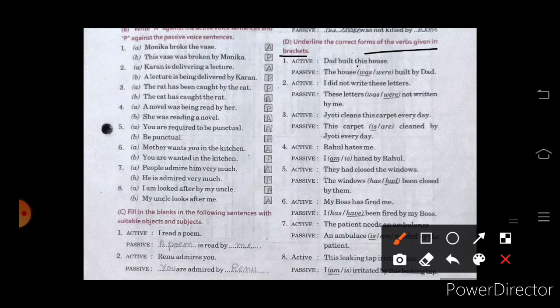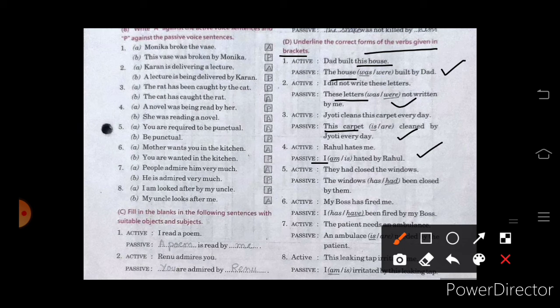In first one, this house is singular, that's why we use was here. In the second sentence, the letters are plural, that's why we use were here. In the next third sentence, this carpet is singular, that's why we use is helping verb. Next fourth one, with I we use am.